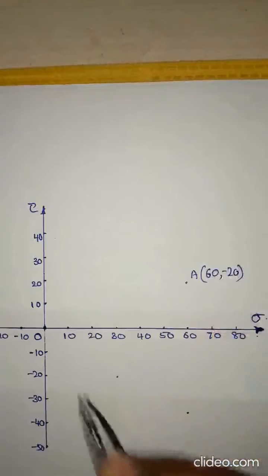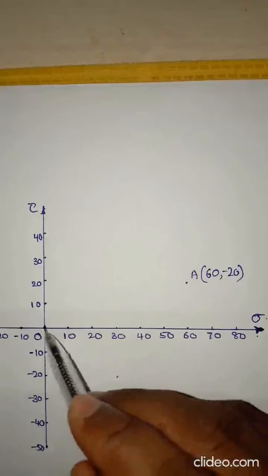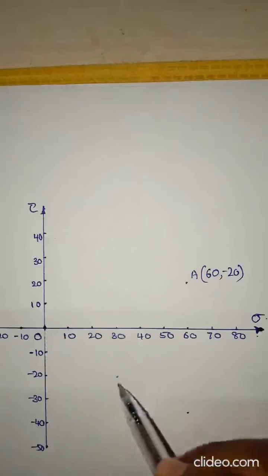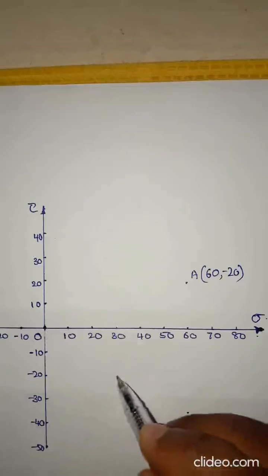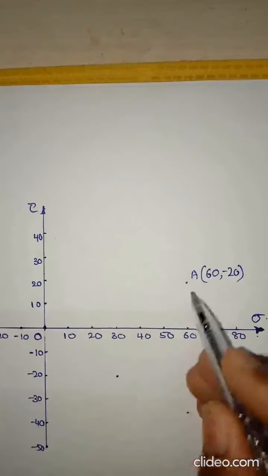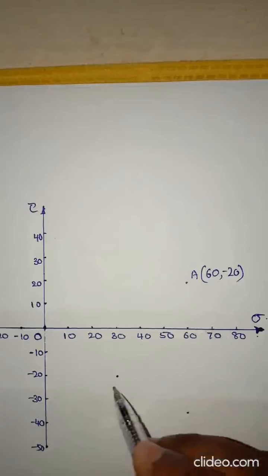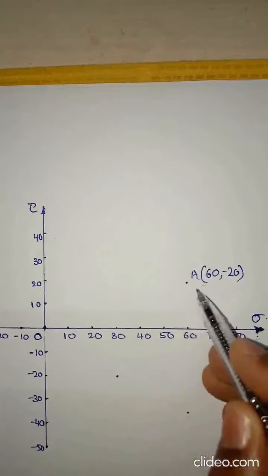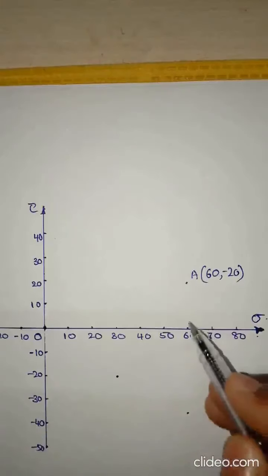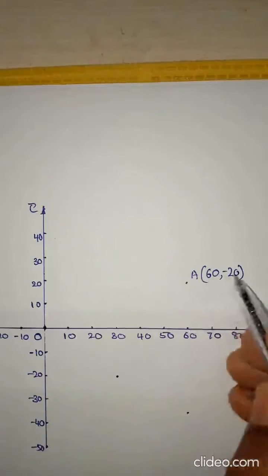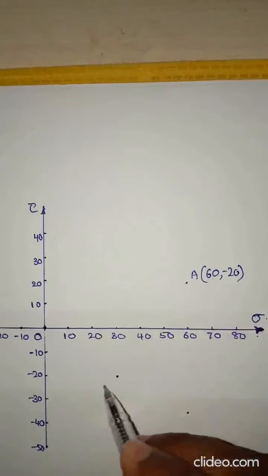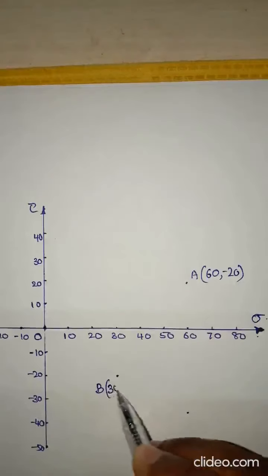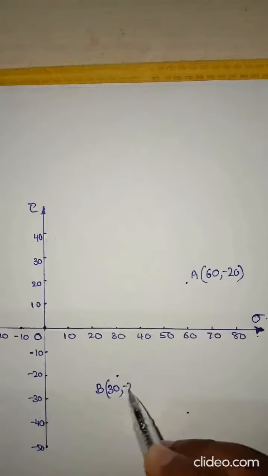Next point is B, that is 30 comma 20. So we will plot this tau opposite to point A. The first point is important: if tau is plus, it will be plotted in minus. Since here tau is minus, we are plotting it in plus. So this point represents B, which is 30 comma plus 20.